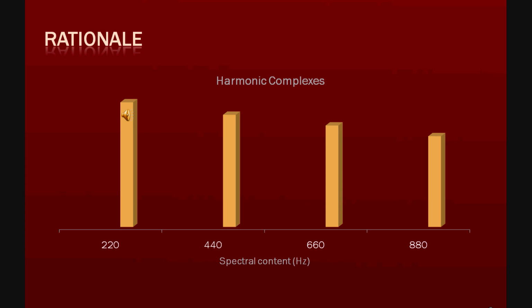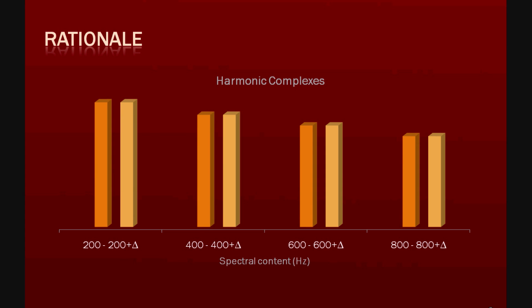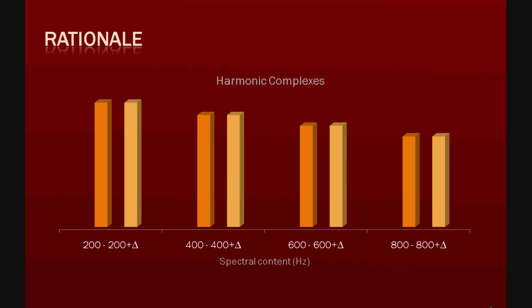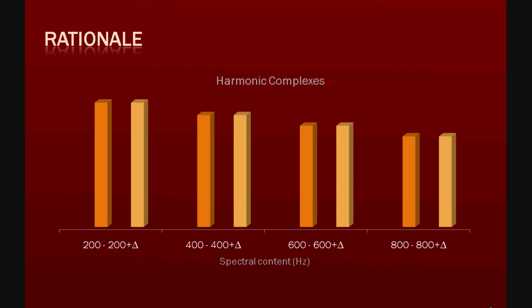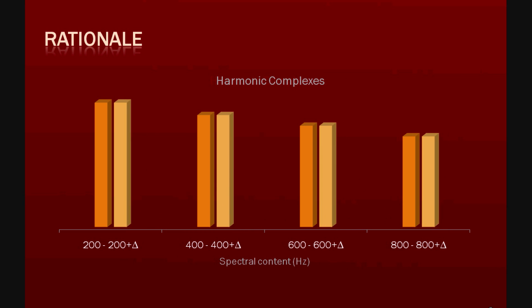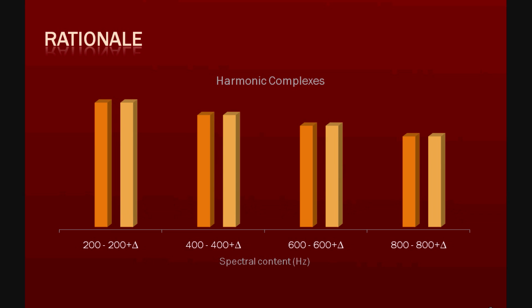At each presentation, two sounds are given, one of which is always a harmonic complex of 200 Hz. The other sound is a harmonic complex with a fundamental frequency of 200 plus delta Hz, where delta varies between 0 and 214 Hz. The adaptive algorithm varies delta according to the listener's responses. It attempts to find the smallest delta that the listener is able to discriminate. This is called a just noticeable difference, or JND.